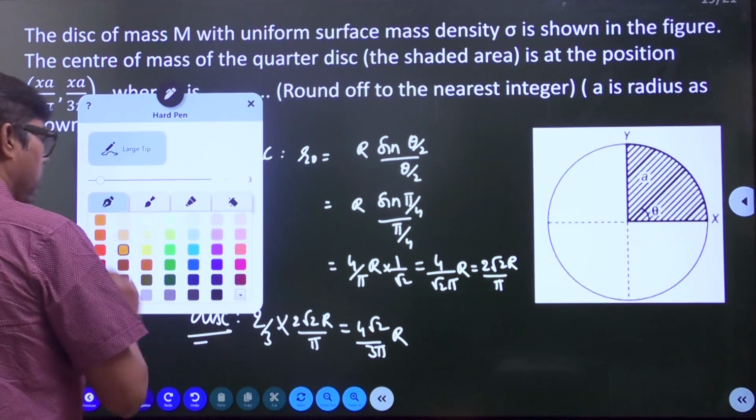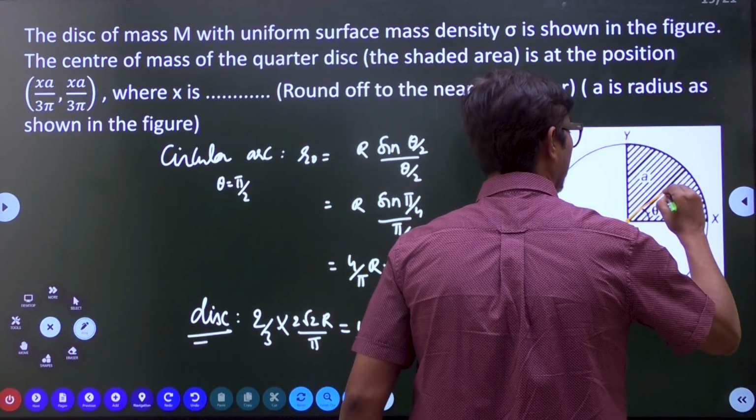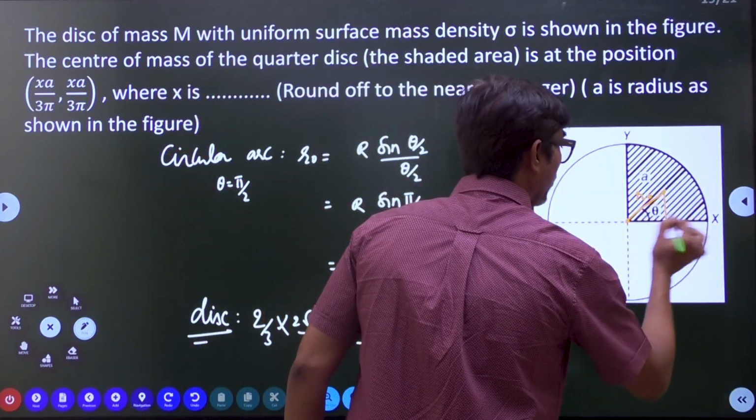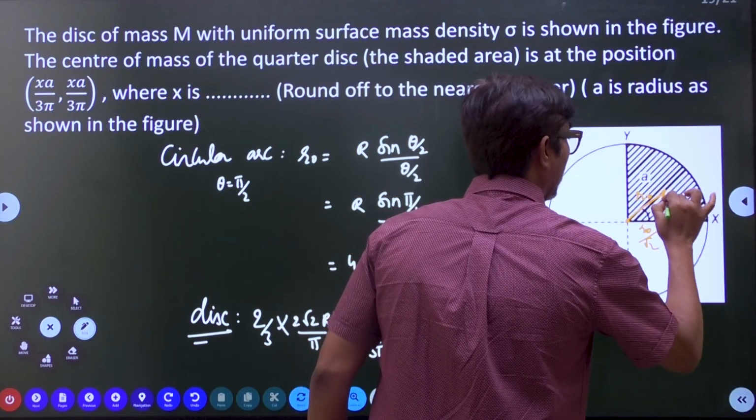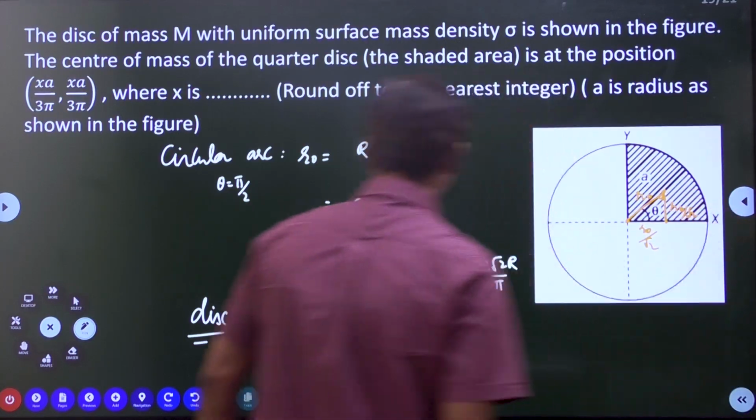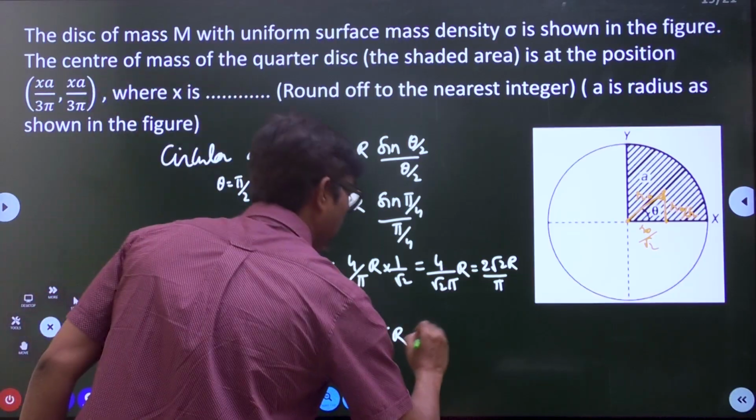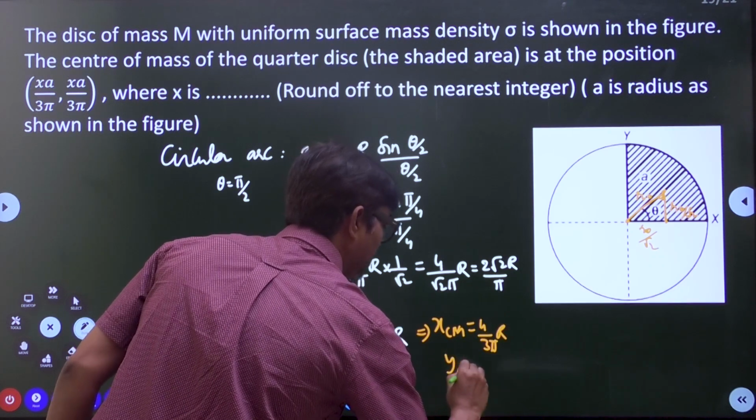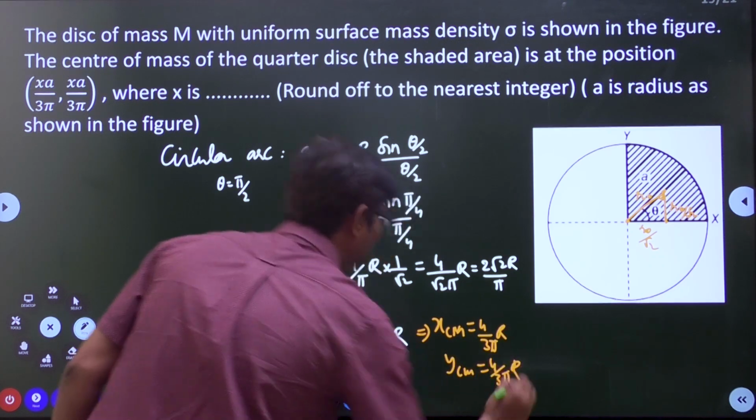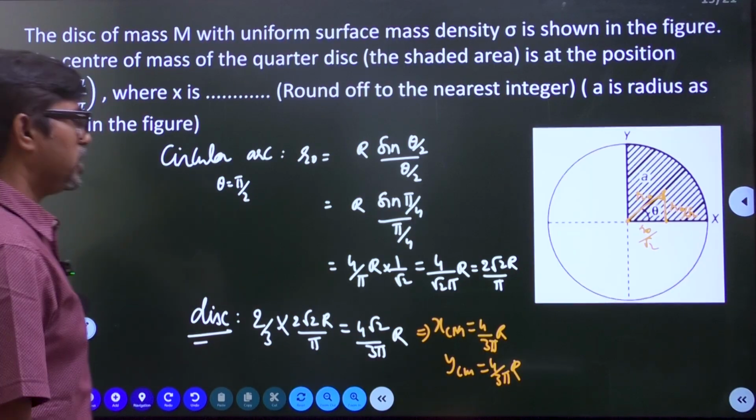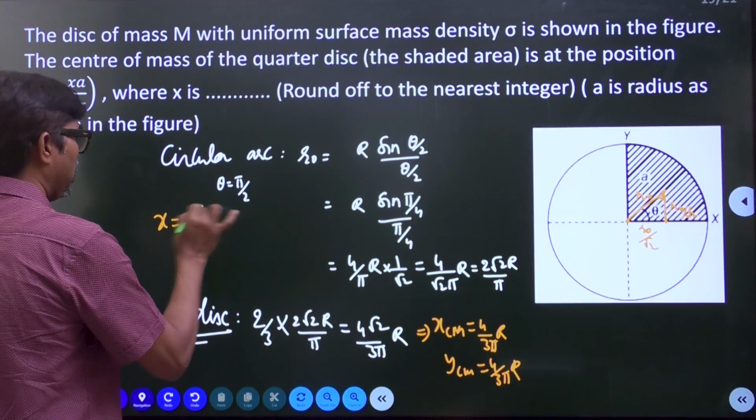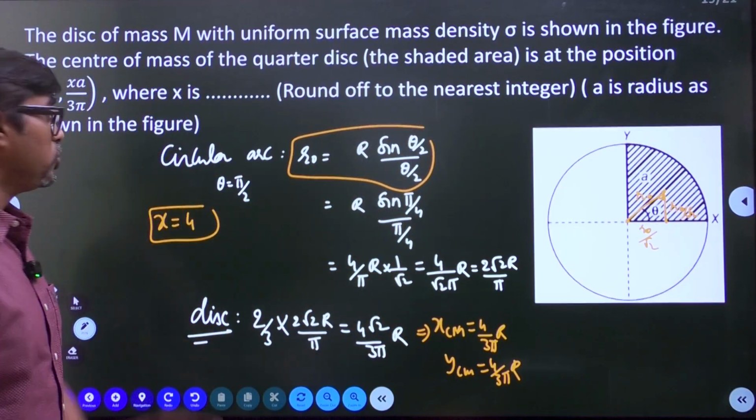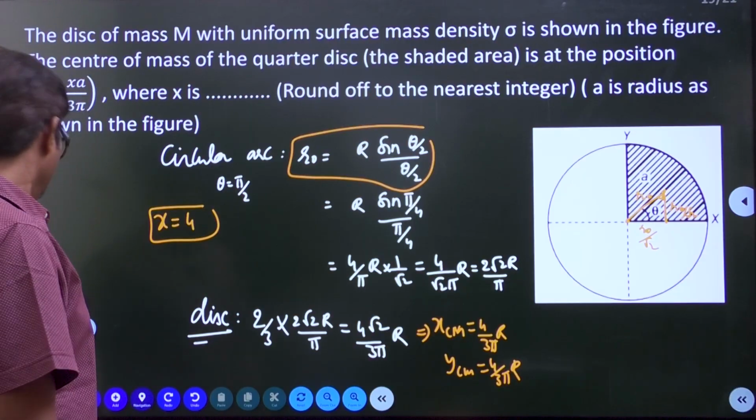So now, distance meaning from the center, this one is R0. Then they're asking for the X coordinate and Y coordinate. You drop a perpendicular, and it will be R0 by root 2 and R0 by root 2. So if I ask the X coordinate and Y coordinate, divide by root 2. That means XCM will be equal to 4 by 3 pi into R and YCM equal to 4 by 3 pi into R. For a circular arc, this is the formula. When you go for a circular disk, you multiply by 2/3 of it. That way I remember it.